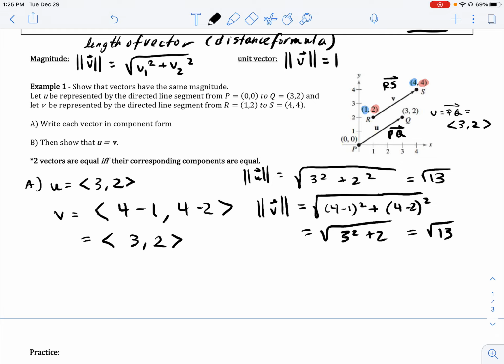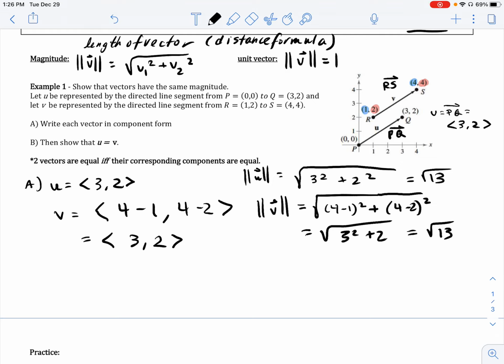The next thing we'd also want to show is that their angles are exactly the same. We haven't discussed that yet, and we won't discuss that for a little bit, so don't worry about that right now. But just understanding that two vectors that have the same component form, we would then say that these two vectors are equal to one another. So vector u and v are equal.